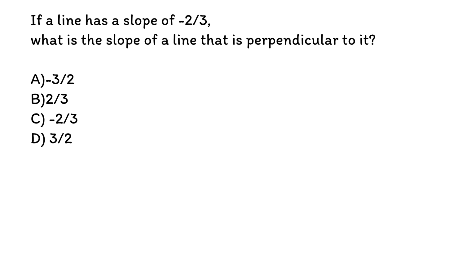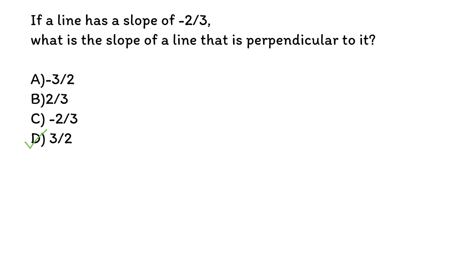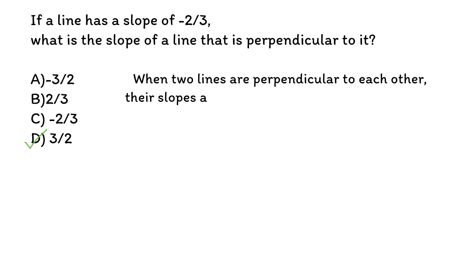If a line has a slope of -2 over 3, what is the slope of a line that is perpendicular to it? A. -3 over 2. B. 2 over 3. C. -2 over 3. D. 3 over 2. The correct answer is D. 3 over 2. When two lines are perpendicular to each other, their slopes are negative reciprocals of each other.